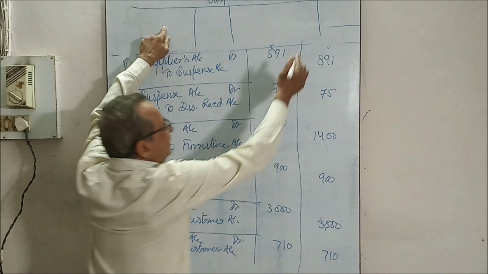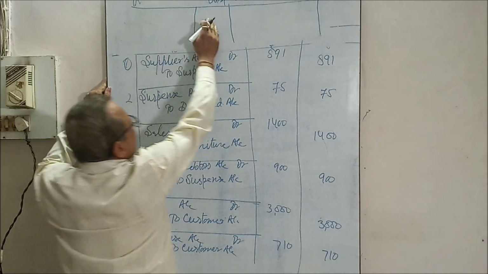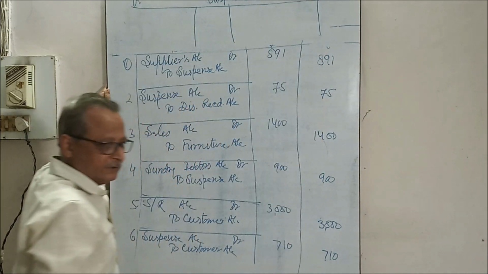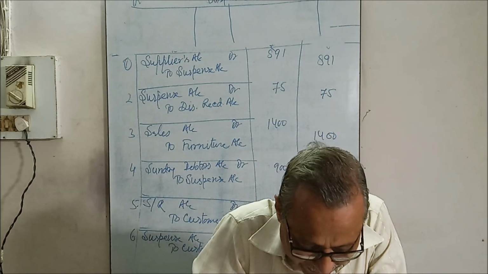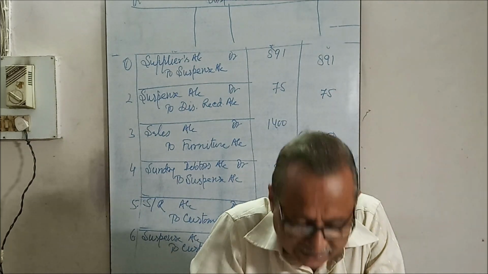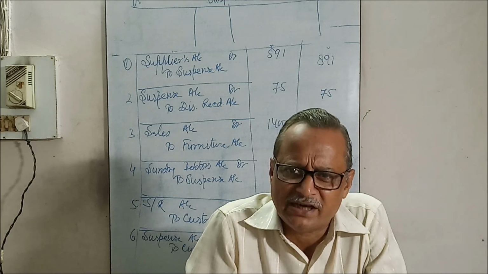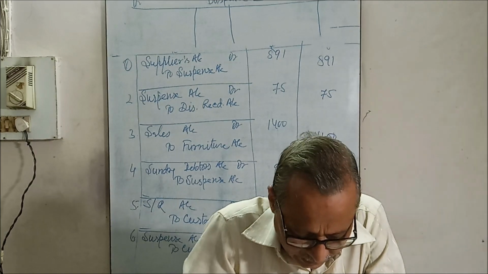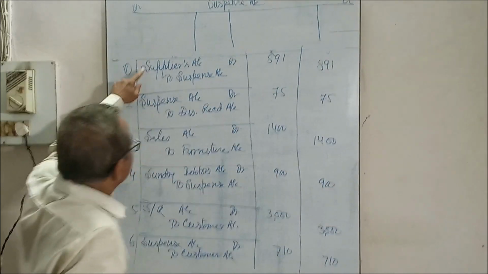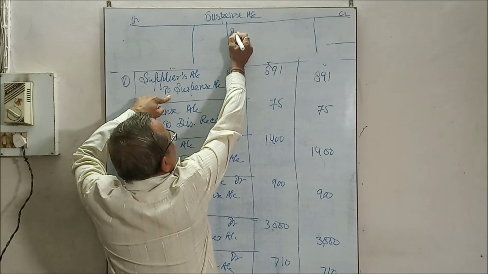Debit side and credit side. Particulars, amount. The difference was 1006 as it is given, but it is not clear whether it was a debit balance or a credit balance. So we will find out whether it was a debit balance or a credit balance, but the difference is 1006. Now see, first entry: supplier debit to suspense, we will write here by supplier account.